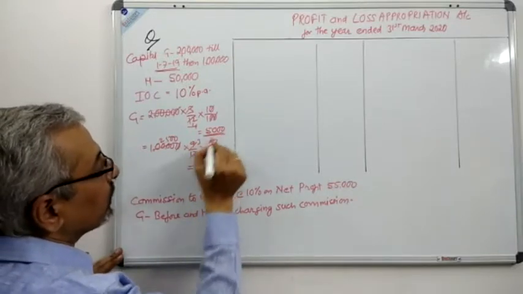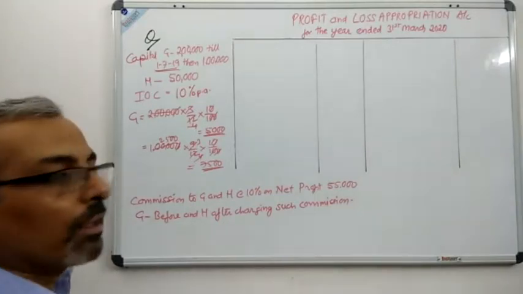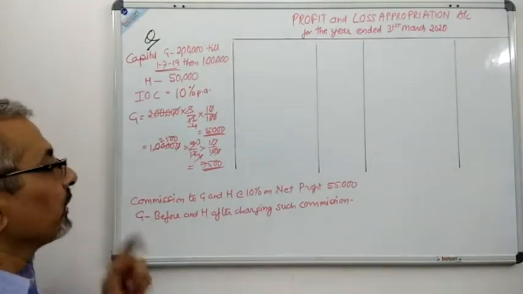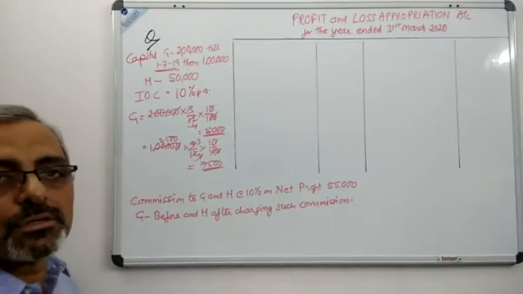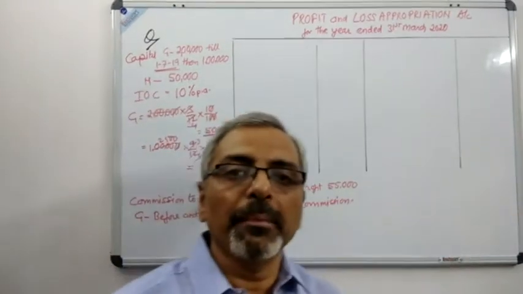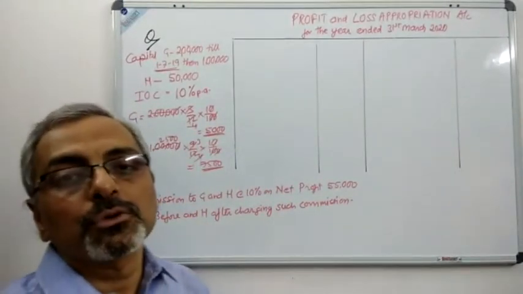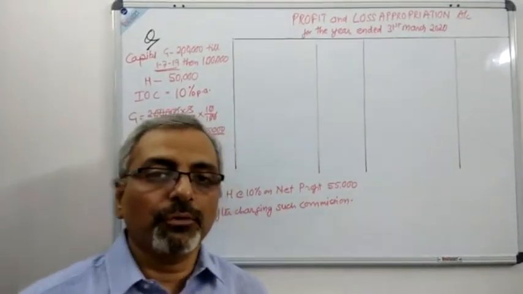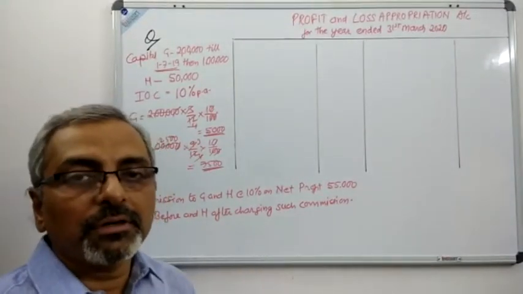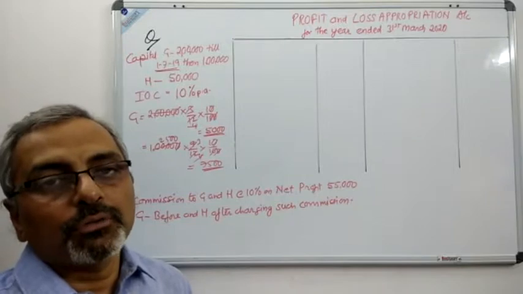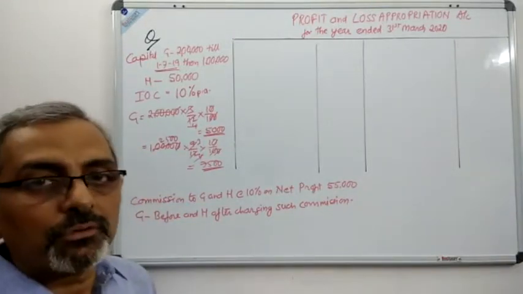So you can see over here 5,000 and 7,500. The total amount comes to 12,500. That is the interest of G. We don't have to calculate the interest of H because it is a very simple mental calculation. You can see it is 10% of 50,000, so it will be 5,000. Therefore, the interest on capital of G is 12,500 and the interest on capital of H is just 5,000, because 10% of 50,000 is 5,000.